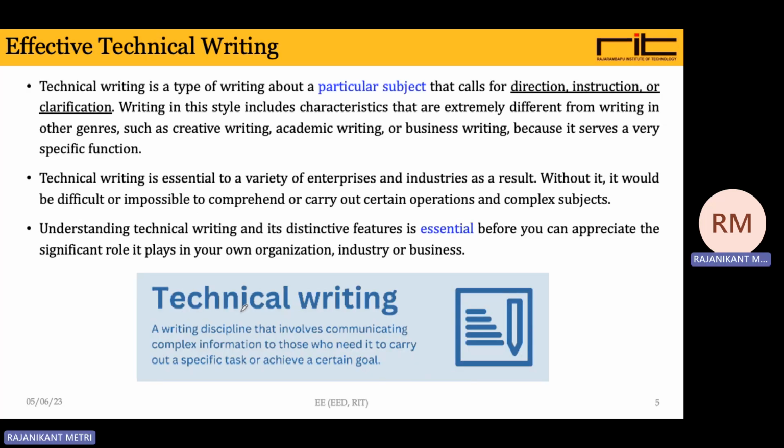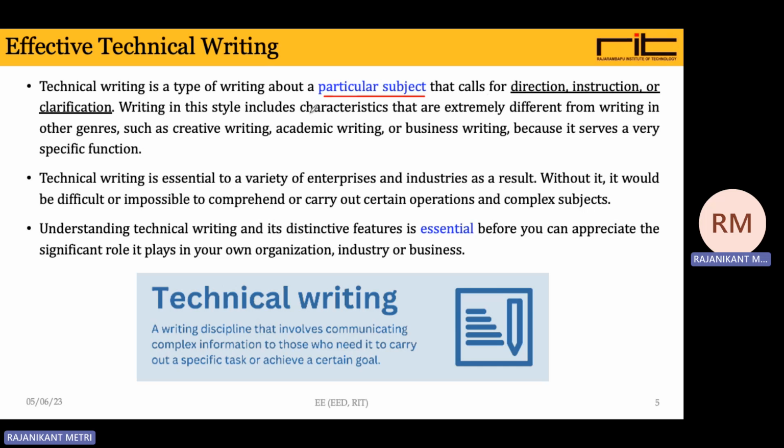So technical writing is a writing discipline that involves communicating complex information to those who need it to carry out a specific task or achieve a certain goal. So this is a definition. So we'll see. Technical writing is a type of writing about a particular subject or a particular field that calls for direction, instructions, or clarification.